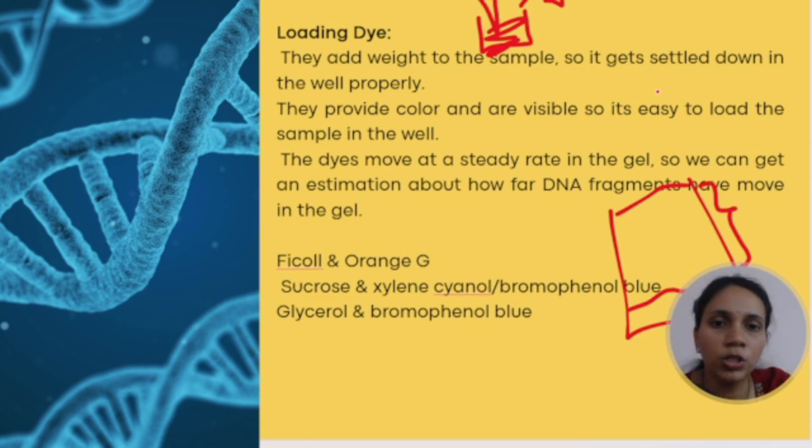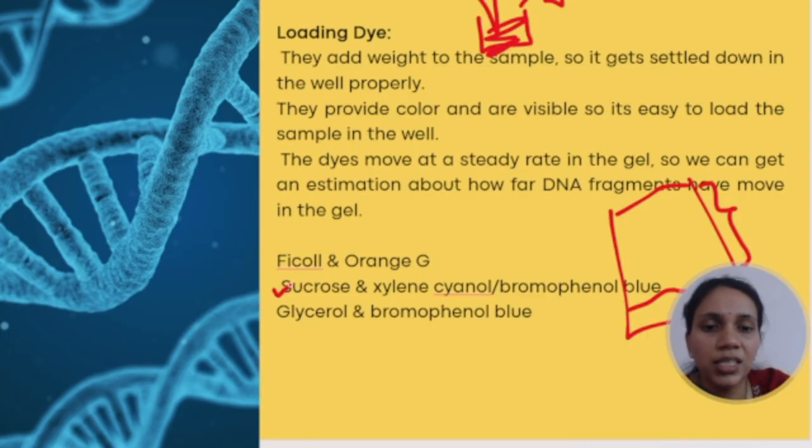So if you think logically, a loading dye should have two functions. One is to give the density so that the DNA molecule settles down in the well, and secondly, it should provide the color so that we know when to stop the gel running of the electrophoresis. The dyes that move at a steady rate in a gel can be used for understanding how far it has reached. Normally we have different compositions of loading dye or tracking dye, but the most common ones are these, which I was using.